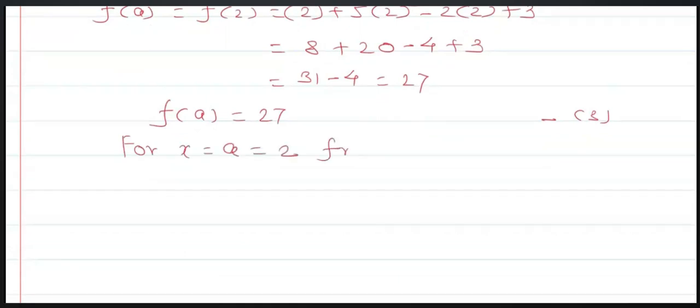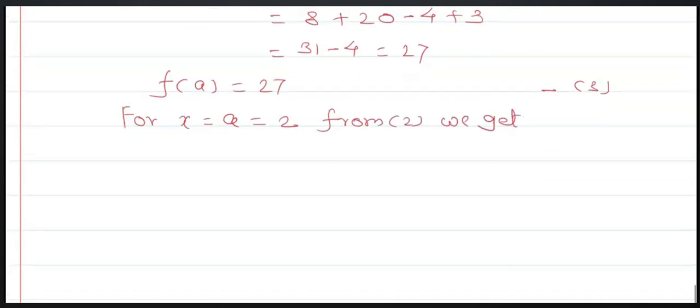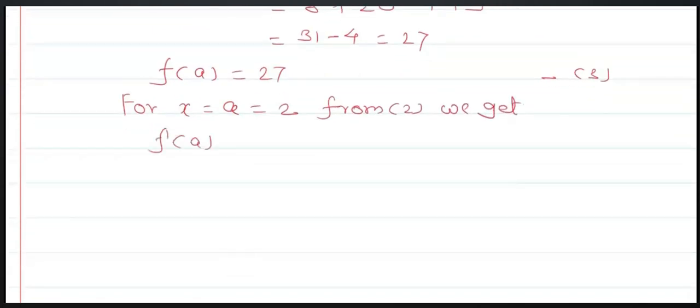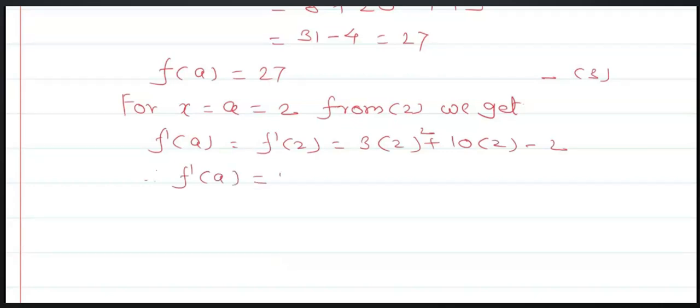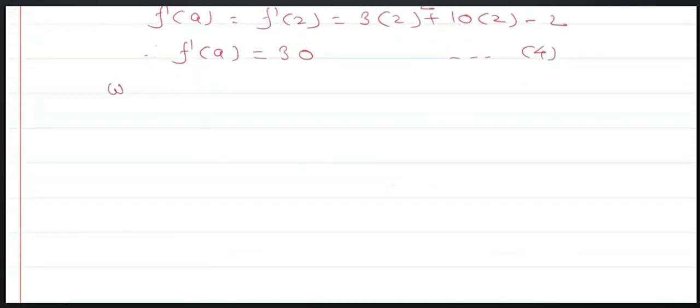For x is equal to a is equal to 2, from 2 we get f dash of a is equal to f dash of 2, and that is equal to 3 into 2 square plus 10 into 2 minus 2. Therefore f dash of 2 is equal to 30, the total value.